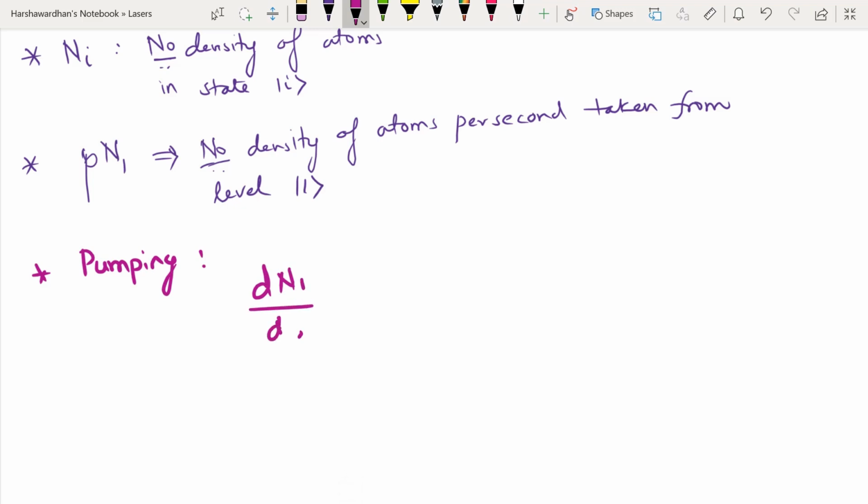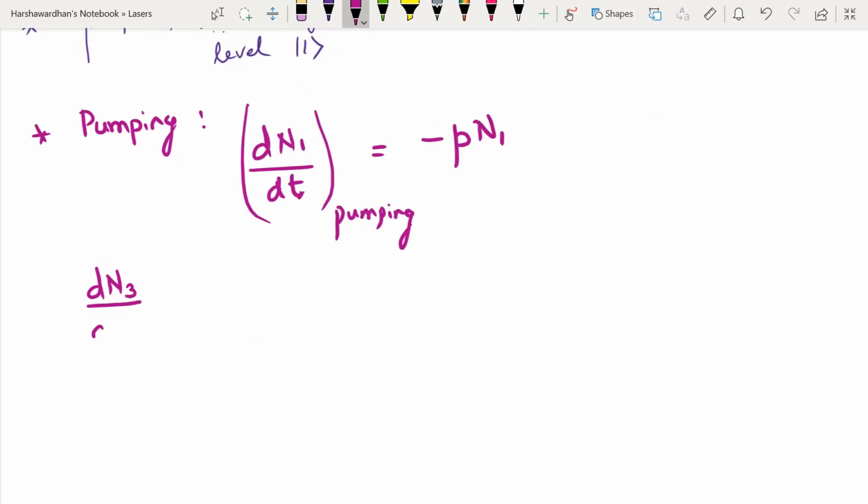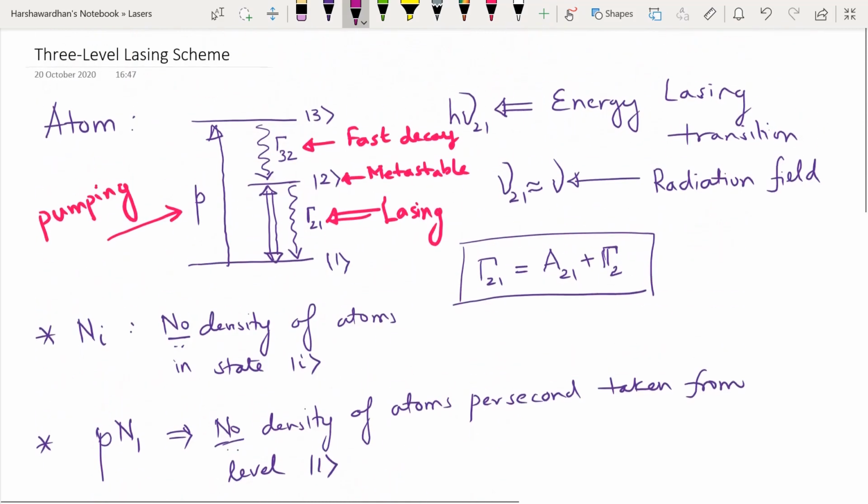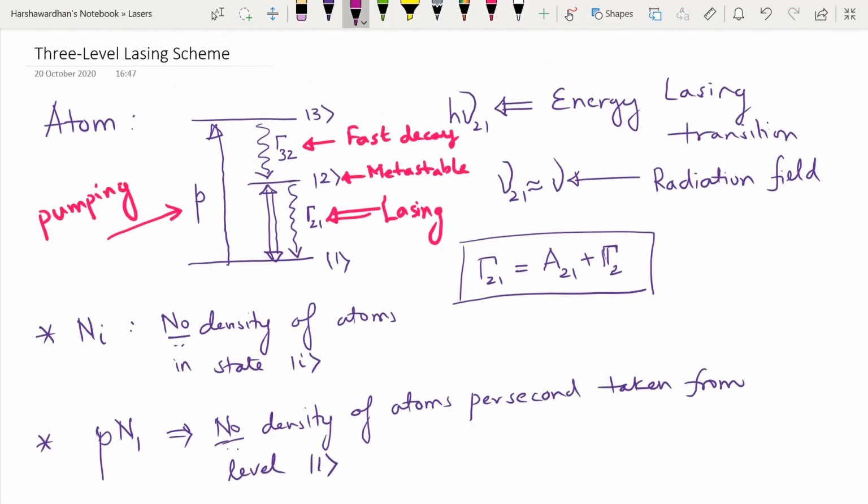So dn1 over dt gives me the rate of change of population due to pumping. I'm now focusing only on pumping. I'll add the decays later. And this is simply minus p times n1. This pumping leads to a change in the population of level 3, and that precisely is the positive of that number. So p times n1 is the rate at which the population in level 3 is being changed due to pumping, right? So we are pumping the atoms from the ground state, which is level 1, to the higher excited state, which is level 3.